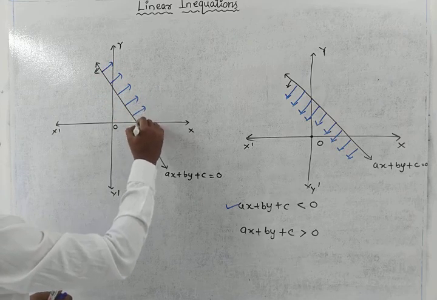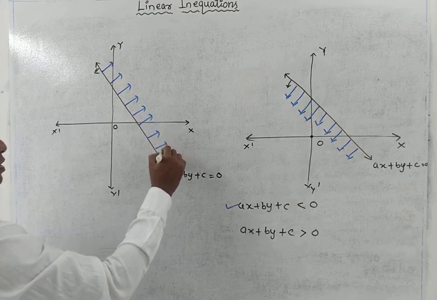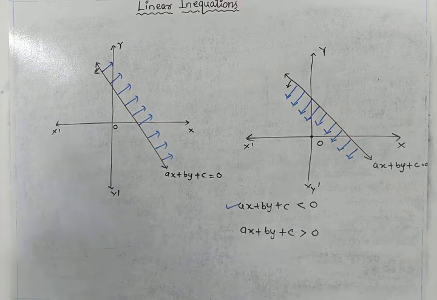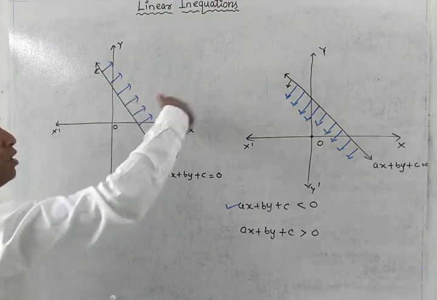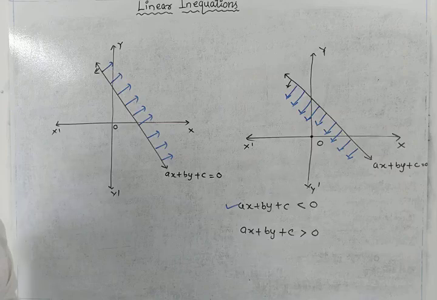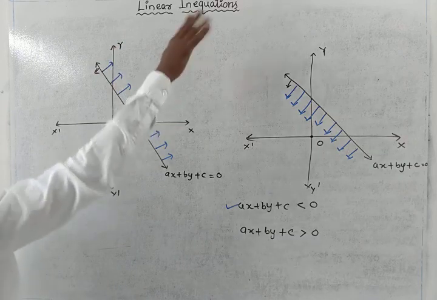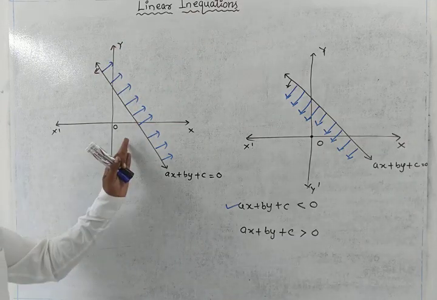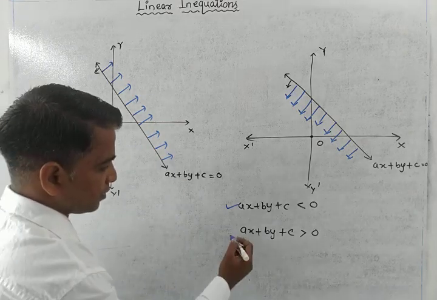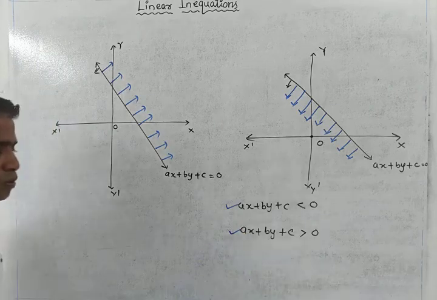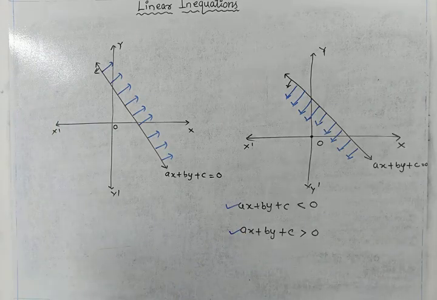So always we have to understand which is the face towards origin. That will decide which part we have to mark. Now the blue parts mean all the values of x and y, all the points on that side, opposite of origin, are satisfying this condition, and that is called a solution of this equation.